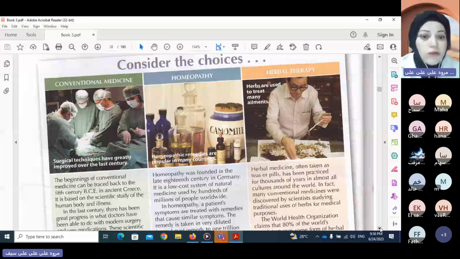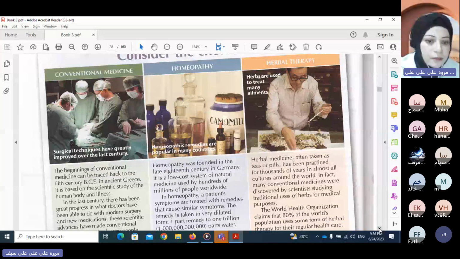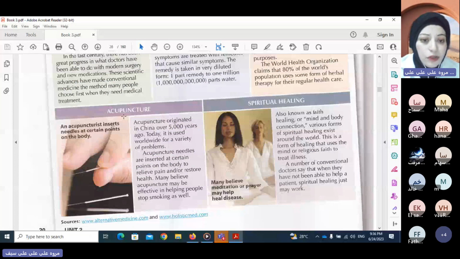All right. What's the next kind here? What kind of treatment is that? Acupuncture. Yeah, it's the Chinese needles. Do you know the Chinese needles? الإبر الصينية. العلاج بالإبر الصينية. Very good, very good.